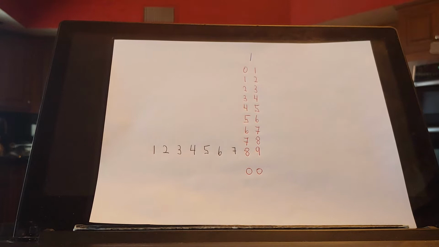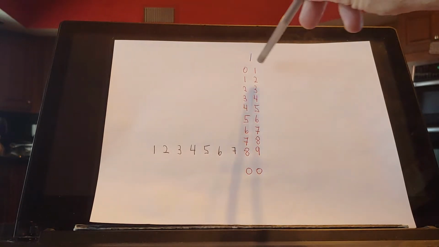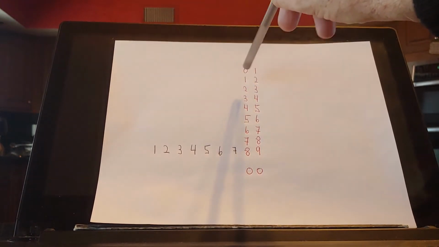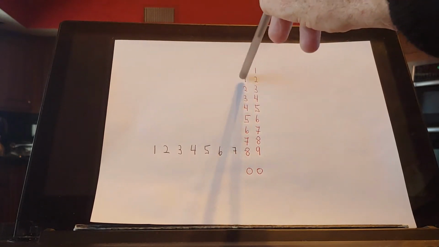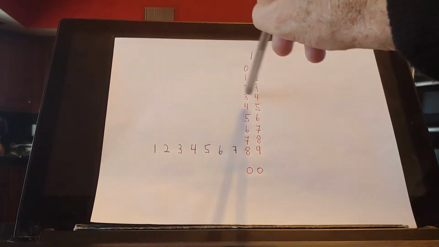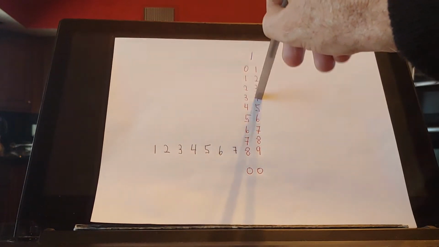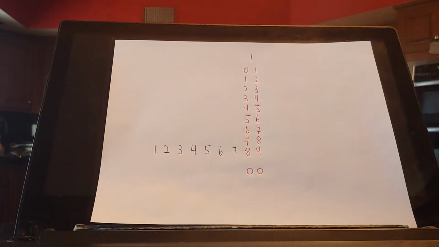Okay, let's not confuse one, because we already know how to do one. It goes one, and then one, two, one, one, two, one, two, three, two, one, one, two, three, four, three, two, one, one, two, three, four, five, four, three, two, one, etc. We know how to do one.